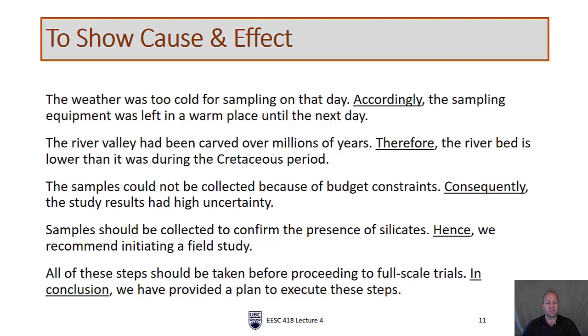The samples could not be collected because of budget constraints. Consequently, the study results had high uncertainty. So the study results were a consequence of the lack of sample data. We could also use therefore in this instance. A lot of these are interchangeable. Accordingly is really the one that relies more on some action that's been taken as a result of something else, whereas therefore and consequently are just showing some consequence or some result.